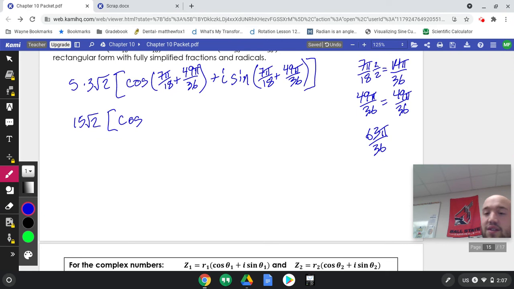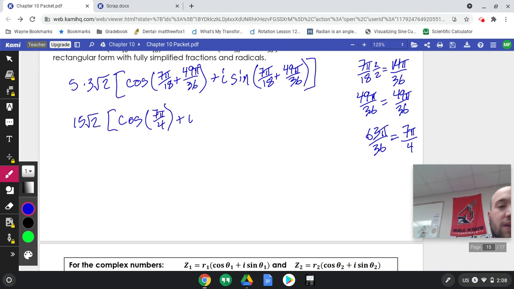I'd say use the biggest number you can think of. If you couldn't think of 9, start with 3, and then you'll have to reduce again. 9 goes into that top 7 times, so 7 pi over 9 goes in the bottom 4. So 7 pi over 4, and then plus i sine 7 pi over 4.